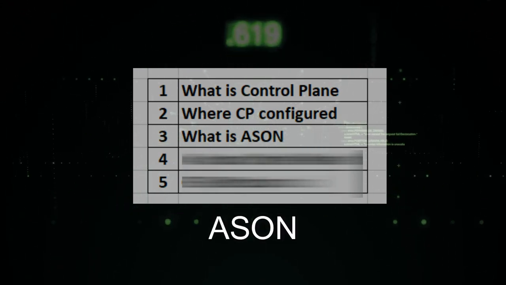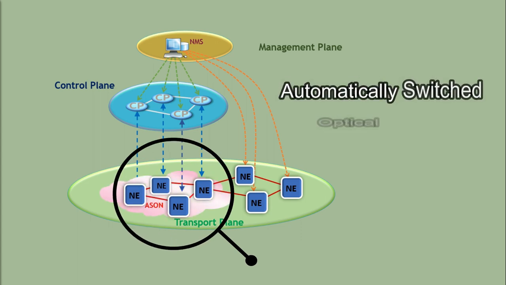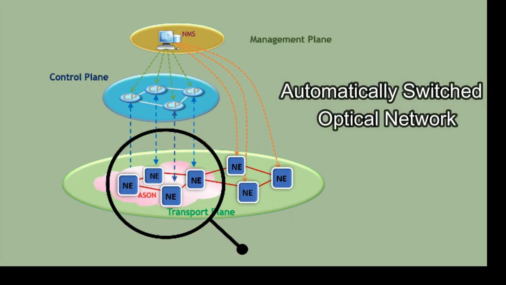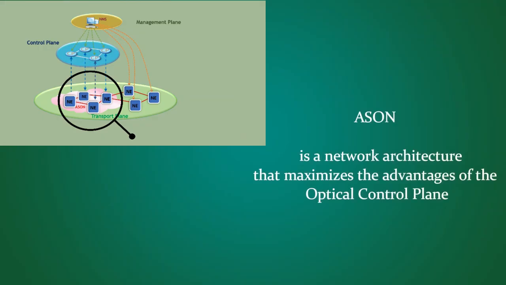Next is, what is ASON? ASON is automatically switched optical network. The NEs which belong to control plane come under the ASON network. So we can say ASON is a network architecture that maximizes the advantage of control plane.